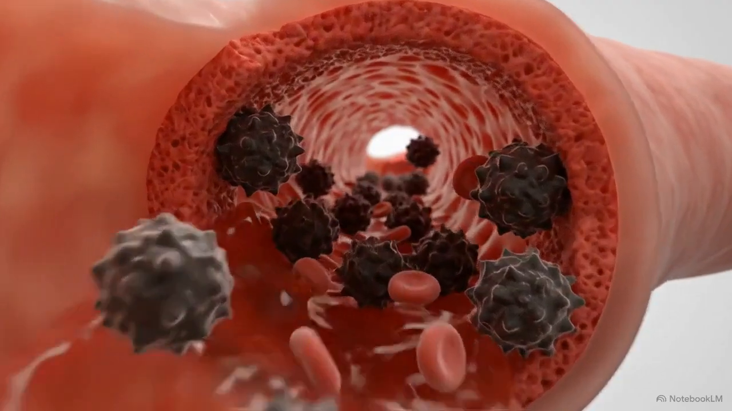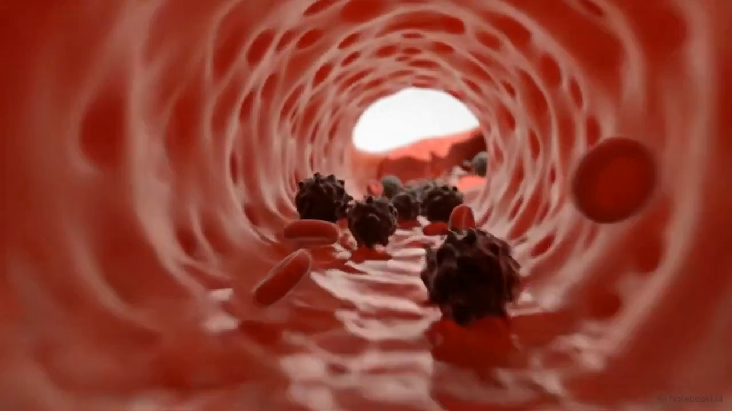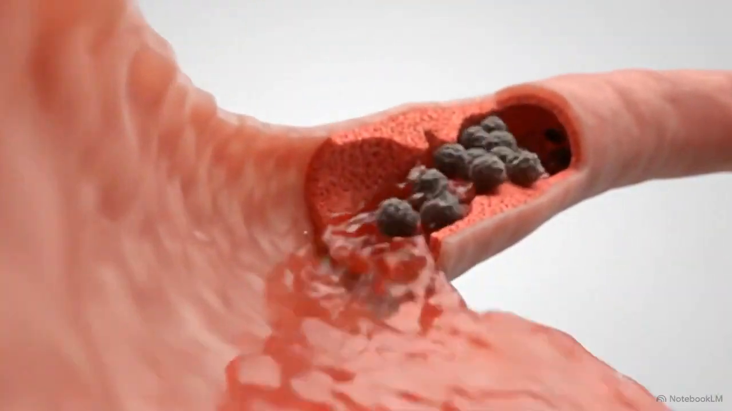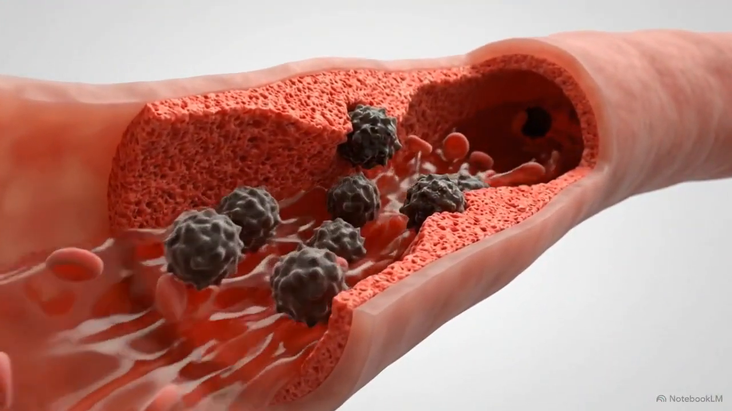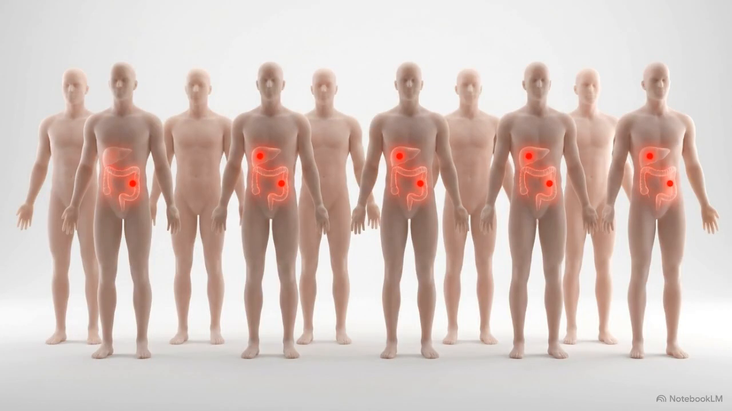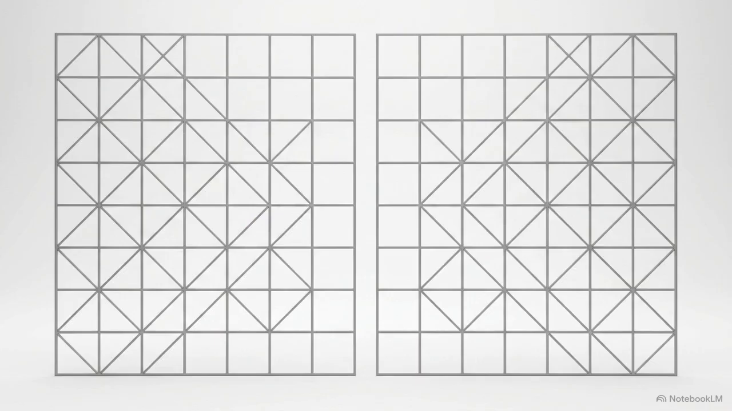The liver filters blood from the entire gastrointestinal tract, making it the most common site of metastasis from colorectal carcinoma. Roughly 60% of colorectal cancer patients will develop liver metastases. We can distinguish these secondary tumors from primary HCC by looking at their vascular behavior.